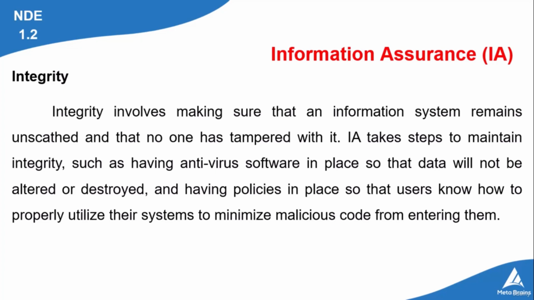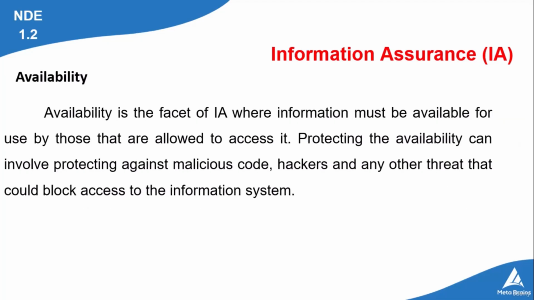IA takes steps to maintain integrity, such as having antivirus software in place so that data will not be altered or destroyed, and having policies in place so that users know how to properly utilize their systems to minimize malicious code from entering them. Availability is the facet of IA where information must be available for use by those who are allowed to access it.